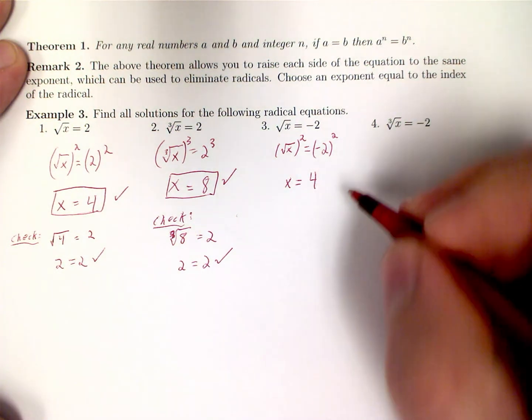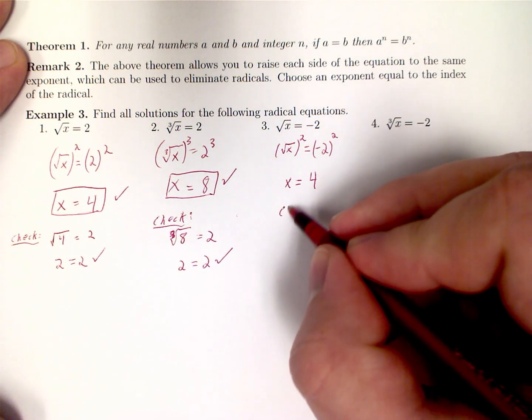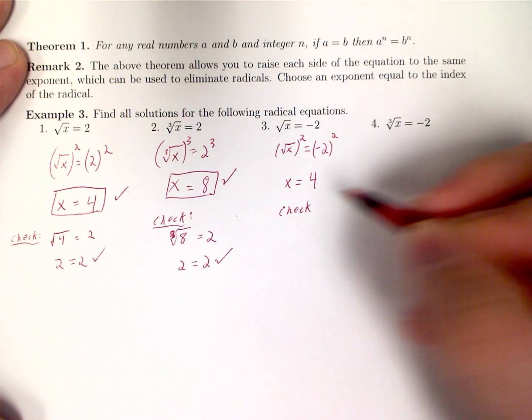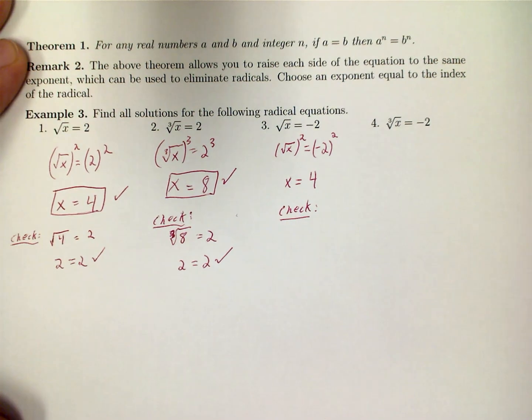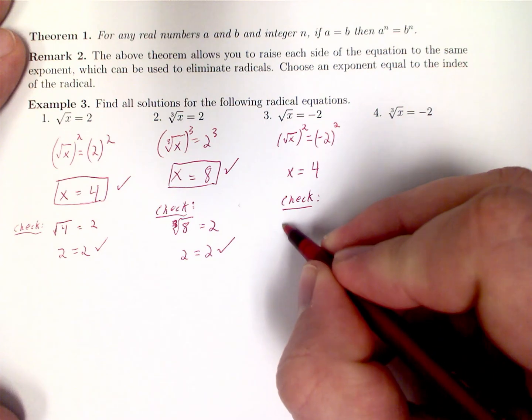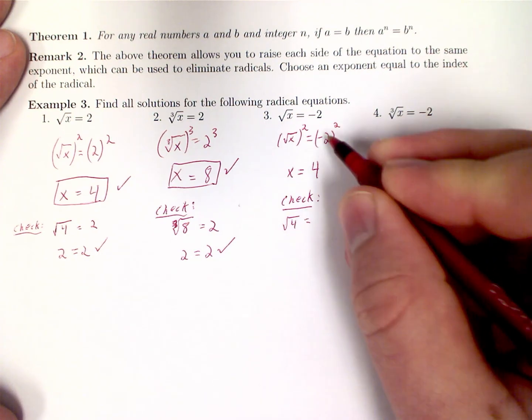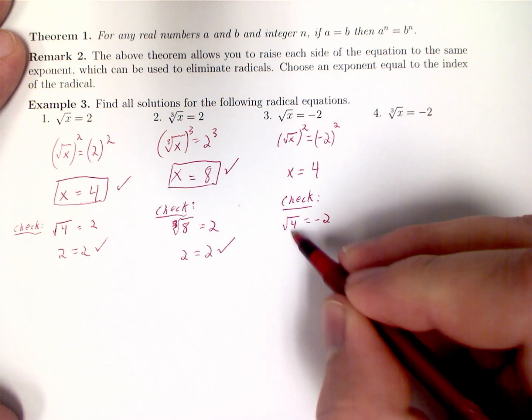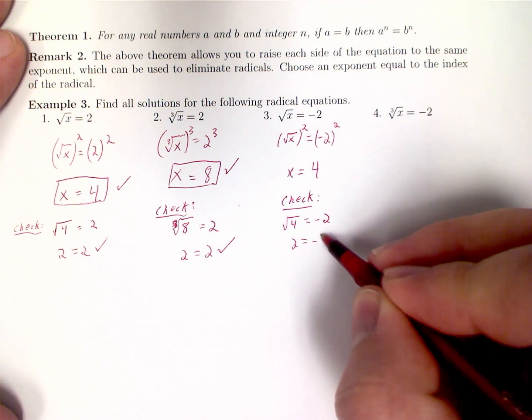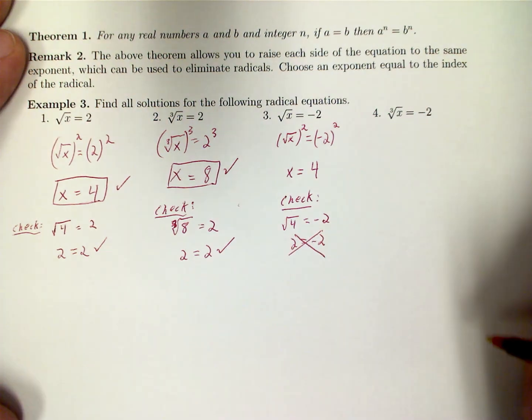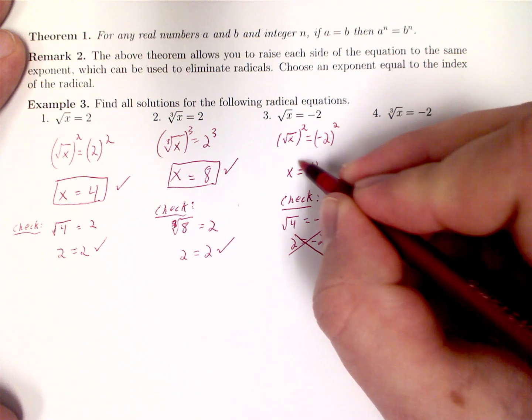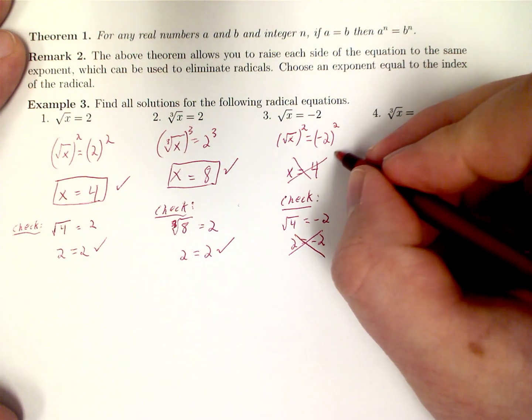Okay, so now we need to check. Let's plug it in. Does the square root of 4 equal -2? Well, the square root of 4 is 2. Does 2 equal -2? It does not. So is x equals 4 a solution? It is not, and there are no solutions.